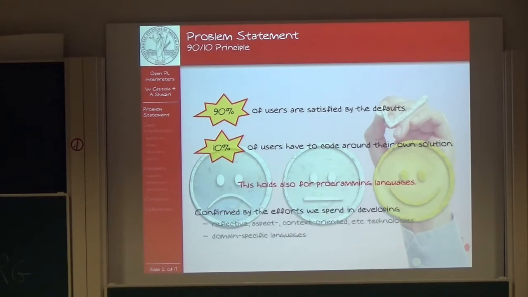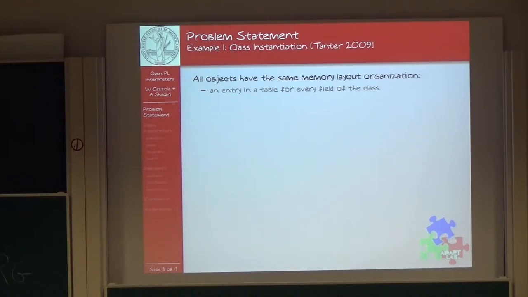This is particularly true also in the case of programming languages, and we know that since we are spending a lot of effort in developing reflexive solutions, aspect-oriented solutions, context-oriented solutions, whatever solution, right? So also domain-specific languages: we have plenty of general purpose languages, but we need domain-specific ones, just because we are not really happy about the too general stuff. Okay, this is what we are working on. Normally it's too difficult to tailor our work to a specific solution, so we want to have something more general. Let's look at something in the literature.